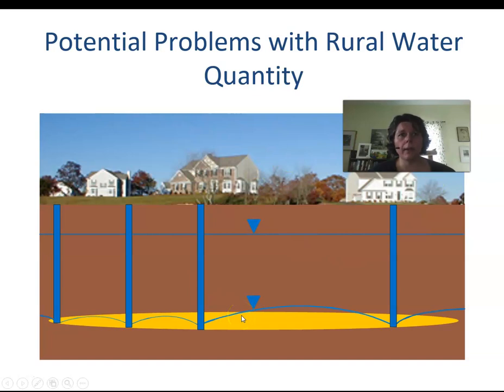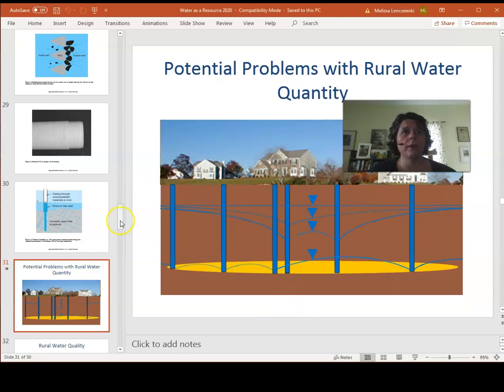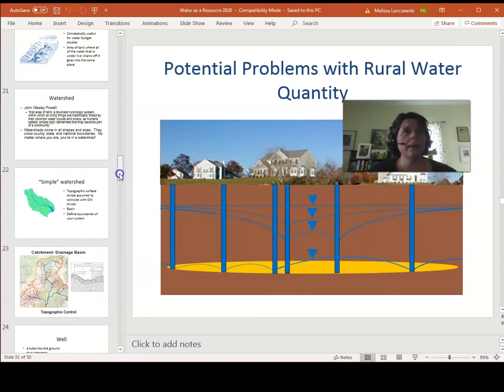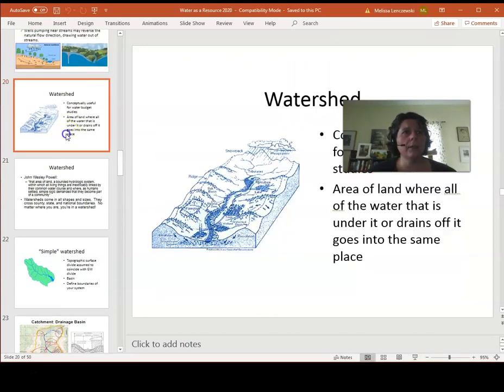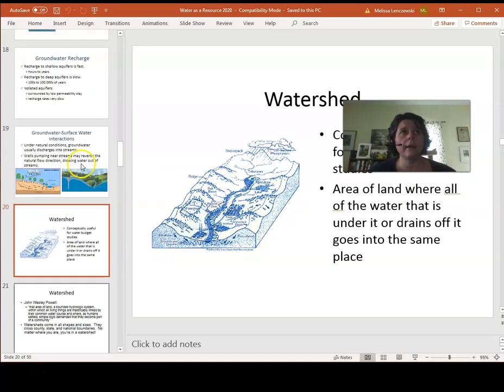And so when we look at this, these are the main issues when it comes to some of the rural stuff. So with that being said, I'm going to stop the lecture here. Keep in mind what a watershed is, aquifers, if you had any questions about that.